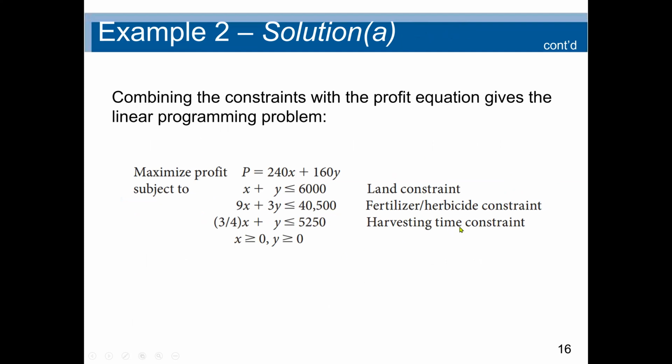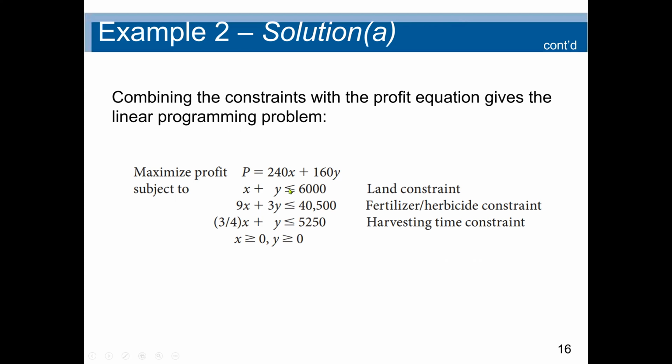Then we have the harvesting time constraint. If you remember, they said 3/4 hour for corn and 1 hour per acre for the soybeans. So we have 3/4x plus y, less than or equal to the total available hours, which is 5,250. Now, our condition here will say that X and Y should be greater than or equal to 0, because X and Y, remember, are total acres. Acres of land cannot be a negative value.